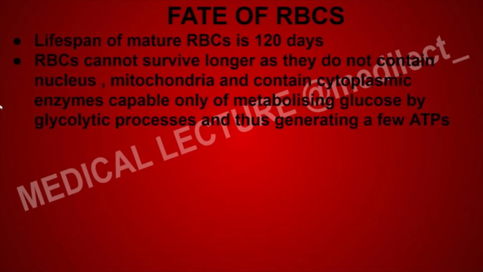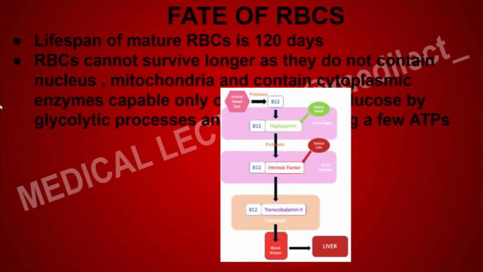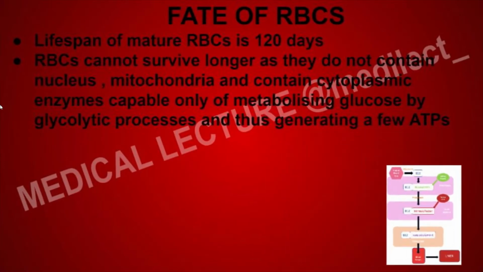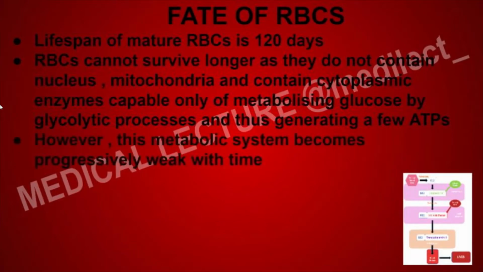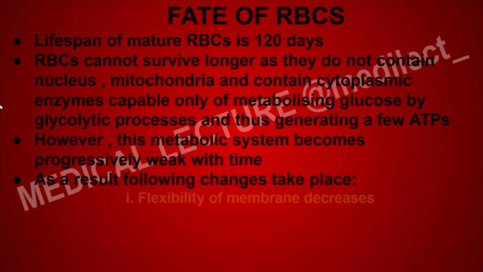Because they do not contain a nucleus or mitochondria, they contain cytoplasmic enzymes capable only of metabolizing glucose by glycolytic processes, and thus they generate very few ATPs, and that's why the RBCs cannot survive longer. However, this metabolic system becomes progressively weaker with time, and as a result, what changes take place in the RBCs? The flexibility of the membrane decreases.